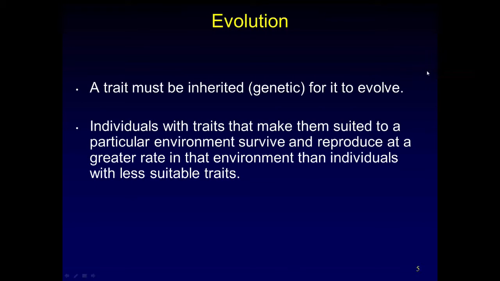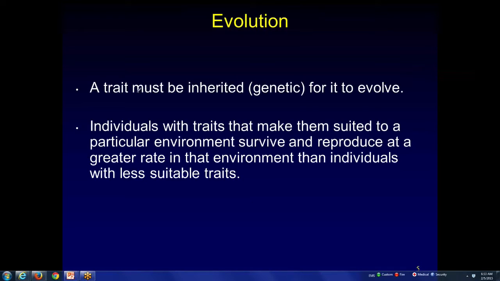So evolution is where we have a trait that must be inherited or must be passed genetically from parent to offspring in order for it to evolve. So in evolution, the claim is that individuals with traits that make them suited to a particular environment survive and reproduce at a greater rate, that's the key, greater rate in that environment than individuals with less suitable traits.